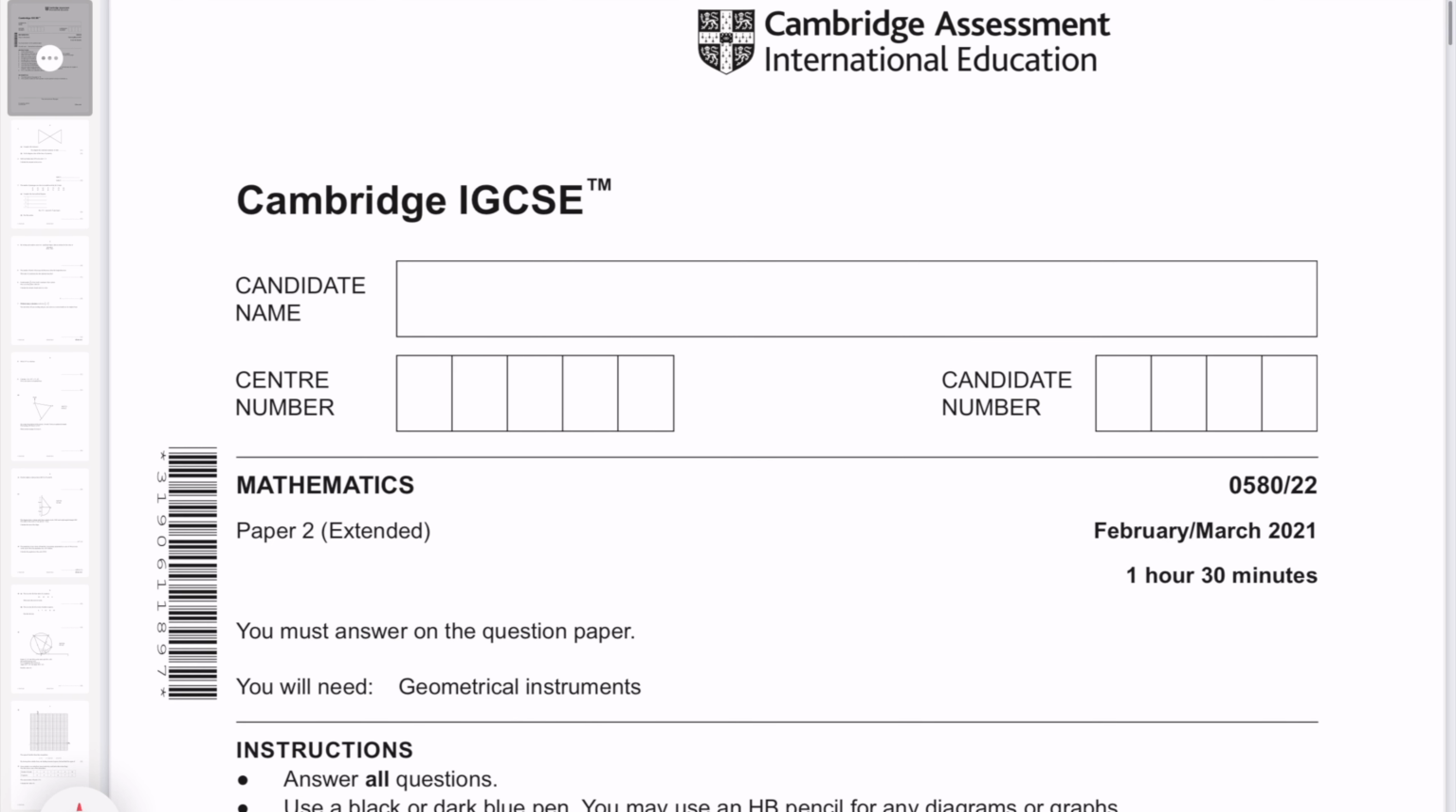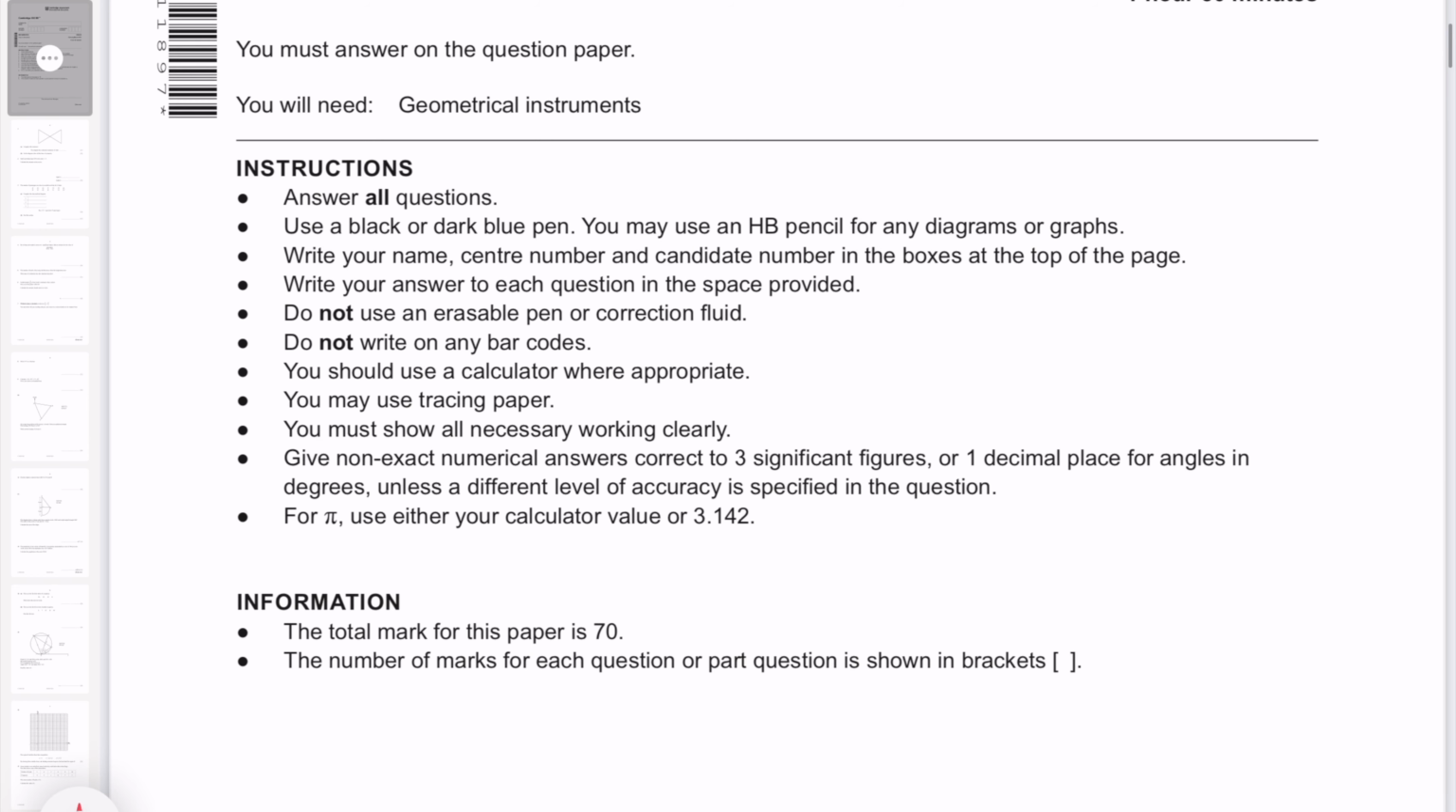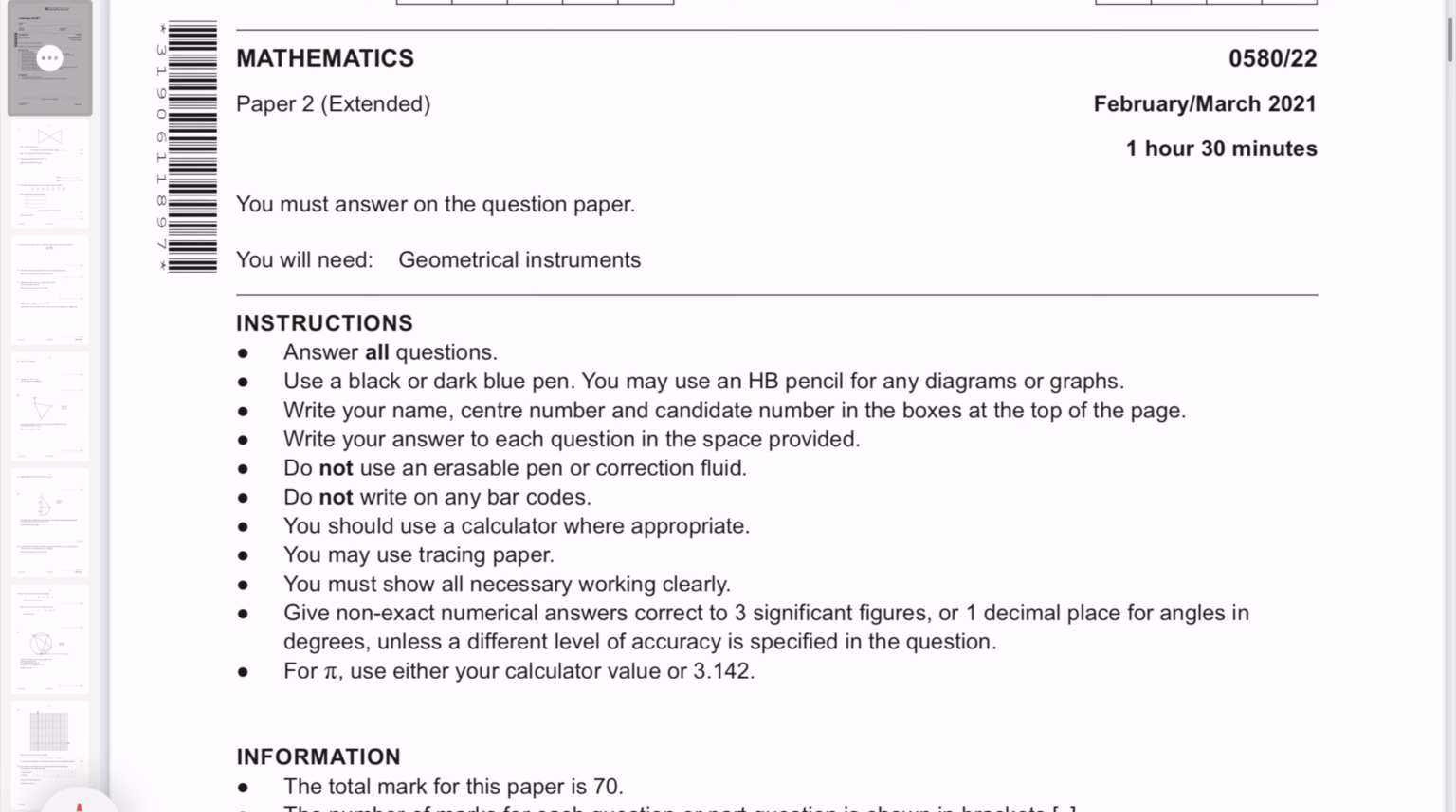Today we're going to be doing the 058022 February-March 2021 Cambridge Maths paper. This is the extended version. Instructions are pretty clear. You get to use a calculator and stuff. But we're doing it virtually, so all the pen and all the other rules do not apply.